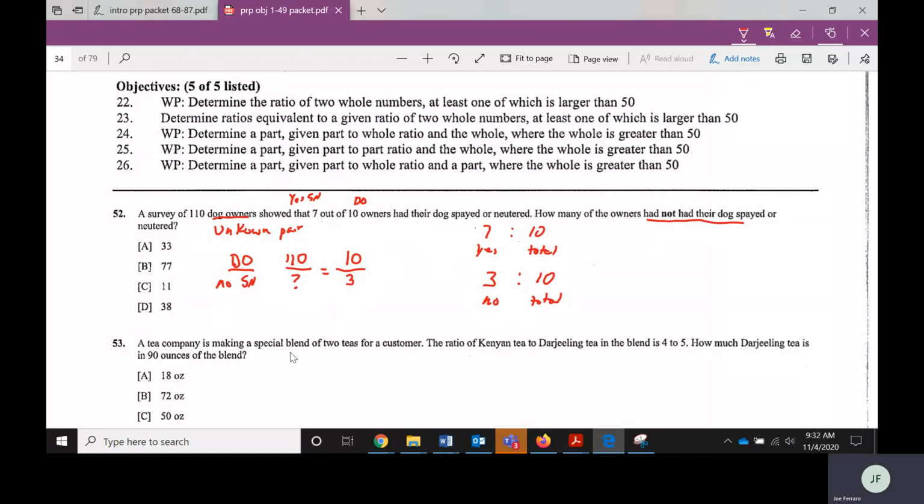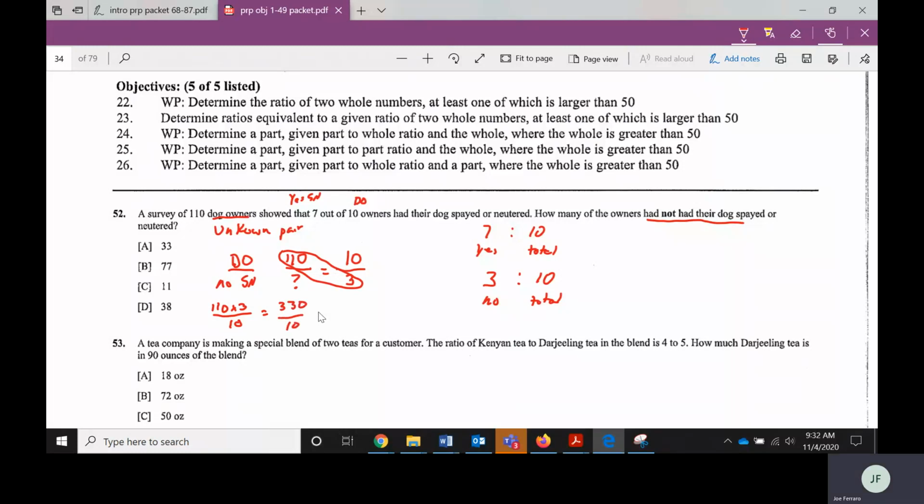Now to solve this, and hopefully you remember this term, we're going to cross multiply and divide, meaning we take the diagonal with 2 numbers, so the 110 and the 3, and we're going to divide it by the third number. So we're going to take 110 times 3 and divide it by that 10. You're going to take 110 times 3, which is 330.